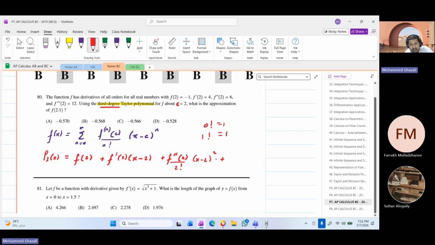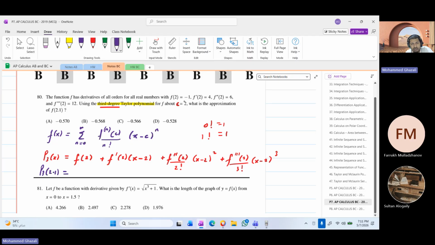Plus we want the third degree, right? So f triple prime 2 over 3 factorial, x minus 2 to the power 3. That's your third degree Taylor polynomial. Now you want to evaluate it at 2.1. So P3 evaluated at 2.1.